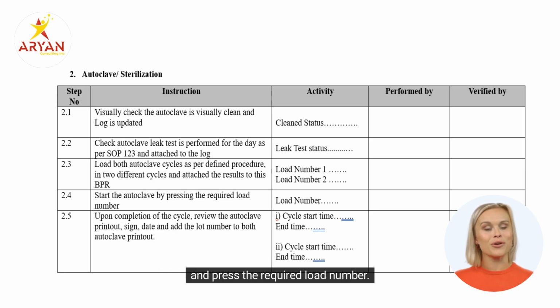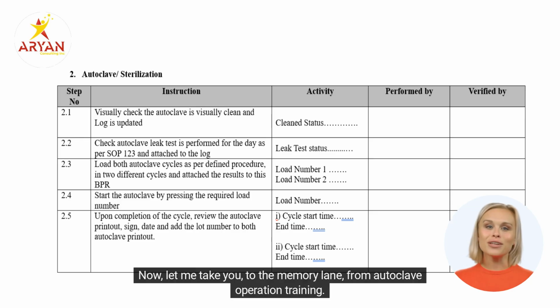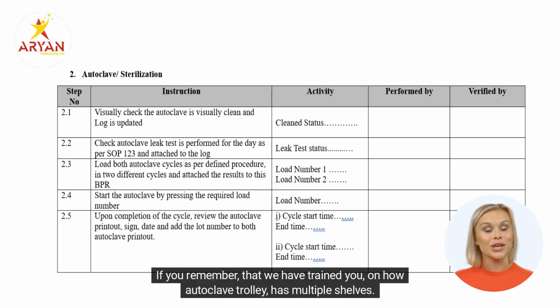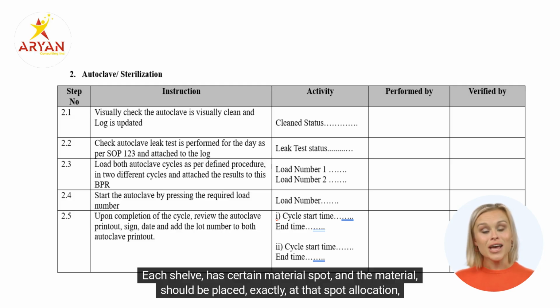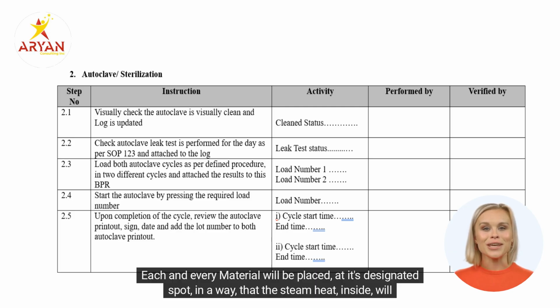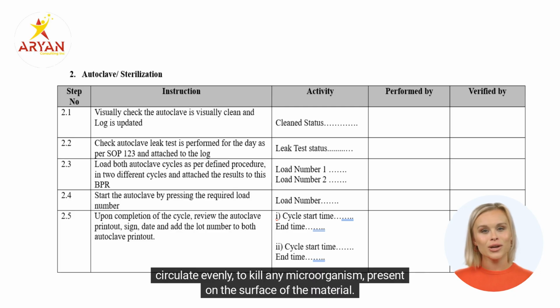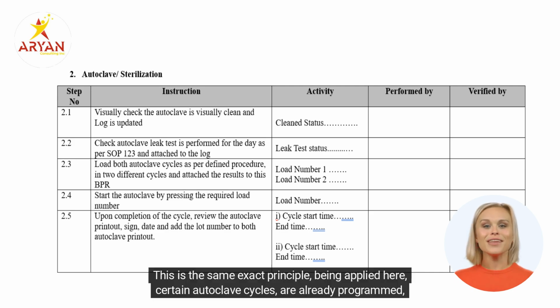Step 2.3 and 2.4 instructions are directing to load both autoclave cycles as per defined procedure and press the required load number. Now, let me take you to the memory lane from autoclave operation training. If you remember, we have trained you on how autoclave trolley has multiple shelves. Each shelf has certain material spot and the material should be placed exactly at that spot allocation on the shelves. Each and every material will be placed at its designated spot in a way that the steam heat inside will circulate evenly to kill any microorganism present on the surface of the material. This is the same exact principle being applied here.